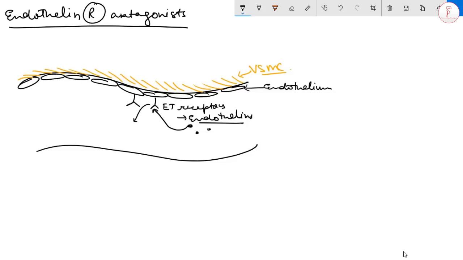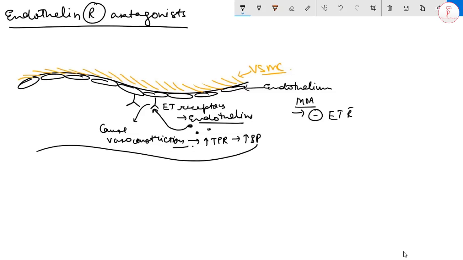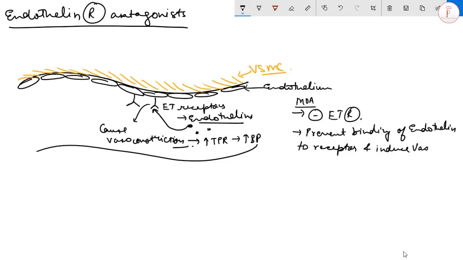So these endothelial cells have ET or endothelin receptors. Endothelins are very potent vasoconstrictors. So whenever these endothelins bind to these ET receptors, they cause severe vasoconstriction, leading to increased total peripheral resistance, and subsequent increase in the blood pressure. So the mechanism of action is inhibition of endothelin receptors, and they prevent binding of endothelin to the receptors, as a result of which there is no vasoconstriction and they induce vasodilation.